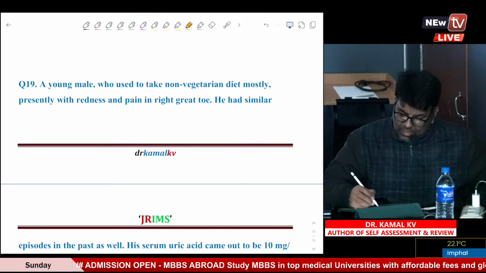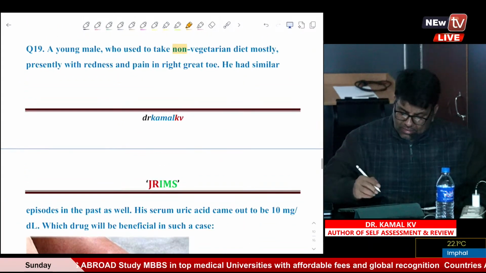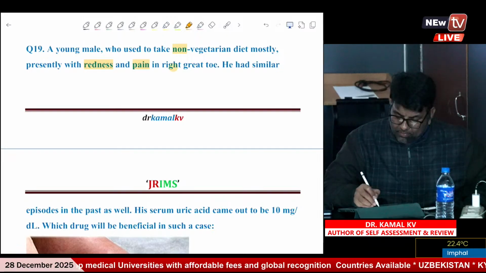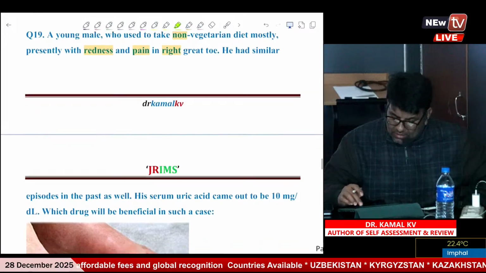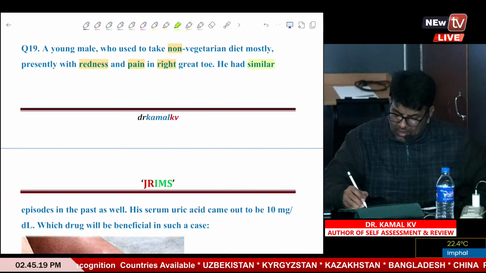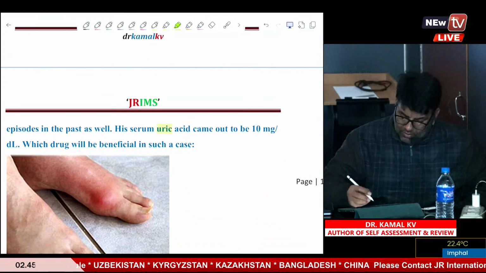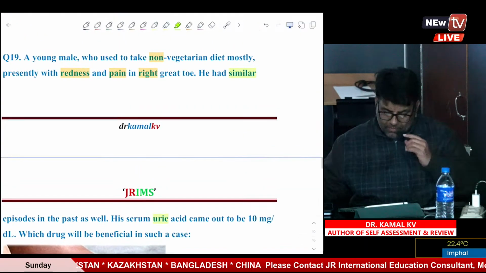A person who is taking non-veg diet has pain, redness in the great toe. So redness, pain in the great toe. Then he has similar episodes in the past. It means the same problem is repeating again and again. Uric acid is also high. Which drug you will give in such a case? Yes, any idea?